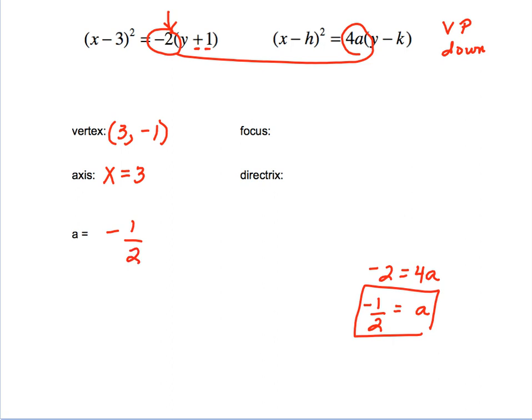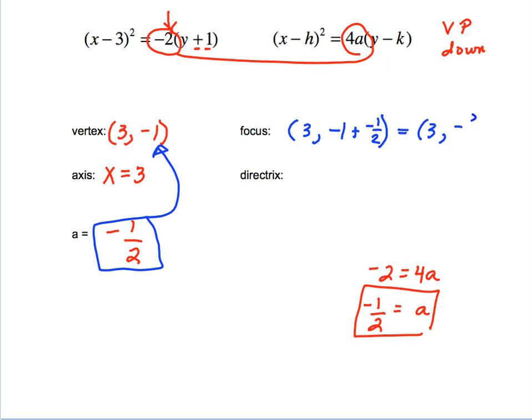It is a vertical parabola, so this negative 1/2 is going to be put onto the vertical part of the vertex. So the focus is 3, comma, negative 1 plus negative 1/2, which is negative 1.5, which is negative 3/2. MyMathLab is going to ask you to write those as improper fractions, not the mixed number. The directrix is the line y equals negative 1 minus negative 1/2. Minus and minus will be plus. Negative 1 plus 1/2 is negative 1/2.